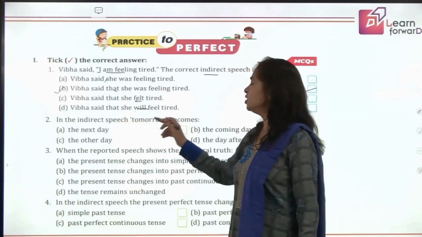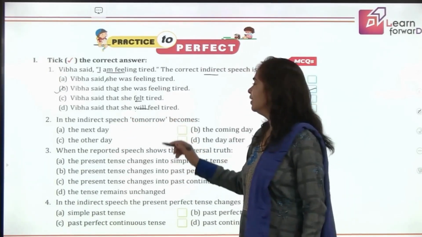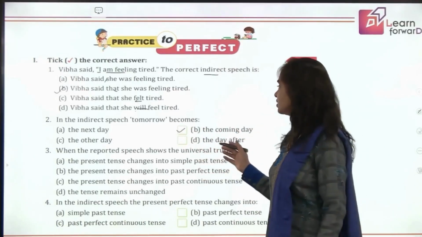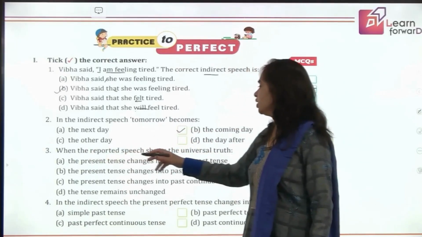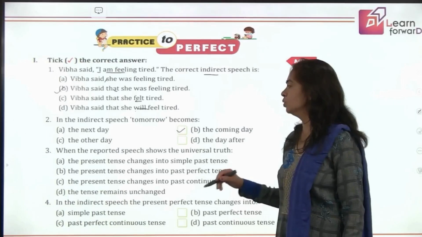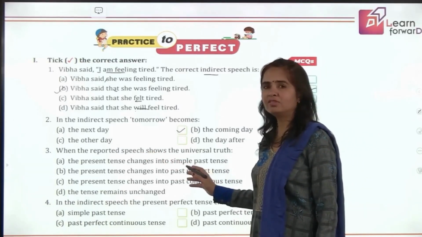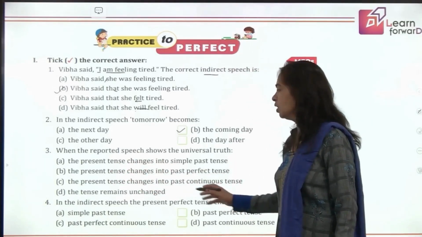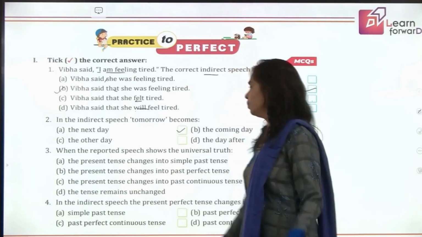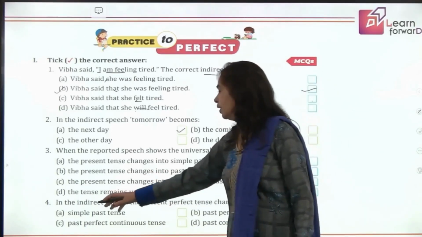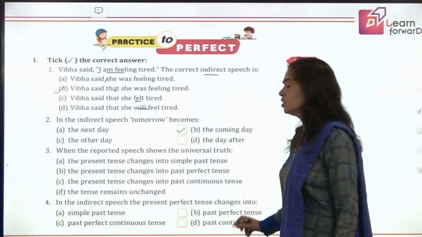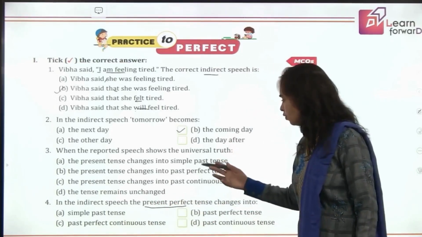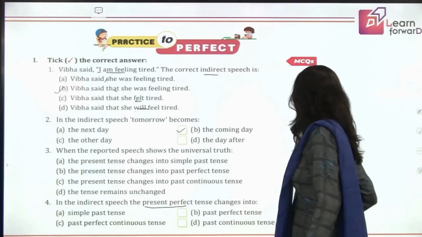In the indirect speech, tomorrow, what does it change to? The next day or the following day, but not the other day or the coming day. Yes, the next day. When the reported speech shows a universal truth, the present tense changes into simple past. Do we have that change? No, we do not have it. The present tense changes to past perfect, the present tense changes into past continuous, or the tense remains unchanged. It remains unchanged. Very good, students. Next, in the indirect speech, the present perfect tense changes into which form? It changes to past perfect tense. Past perfect tense is right here.